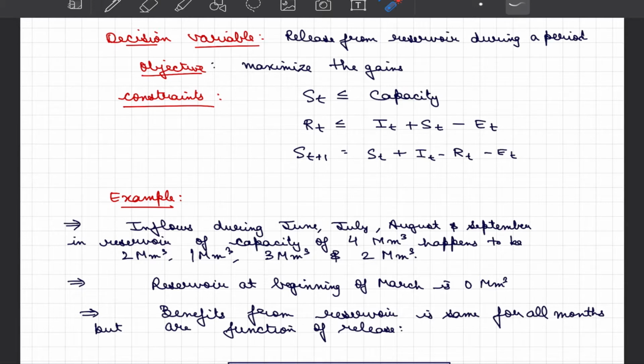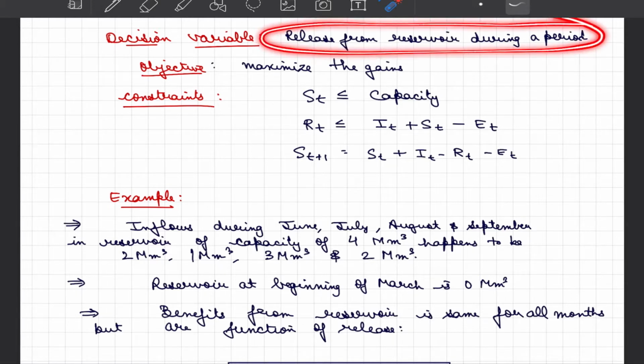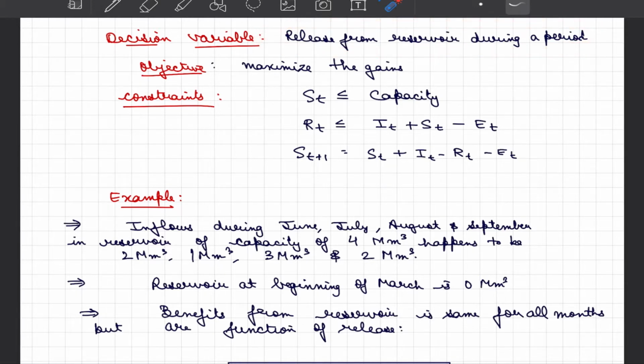So here our decision variable is how much water should be released from a reservoir in each period. Why are we interested in periods? Because if we talk about the month of June versus July versus August, the requirement of water downstream is going to be different depending upon the amount of precipitation we are receiving. Also, the returns that we are going to have for different months may be different.